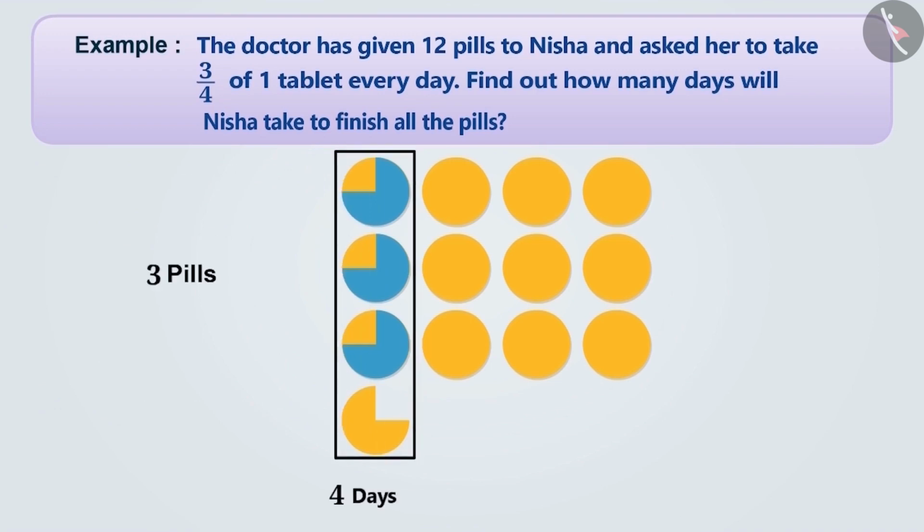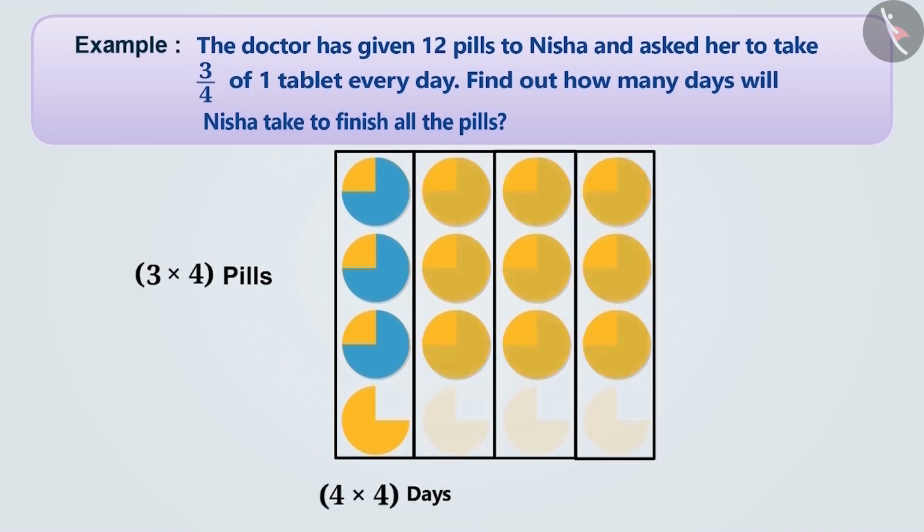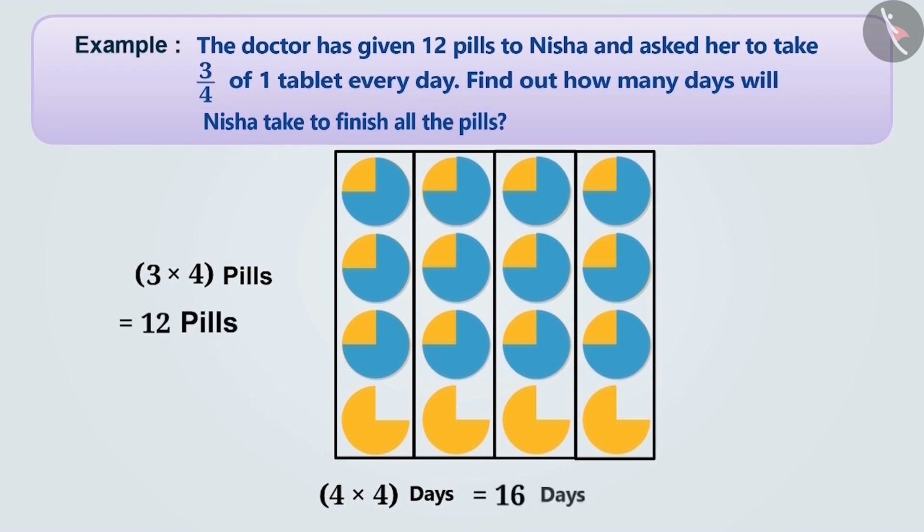Thus, we can say that Nisha will be able to take 3 into 4 pills in 4 into 4 days, that is, 12 pills in 16 days. So the answer to the given question is 16 days. Let's solve this mathematically.